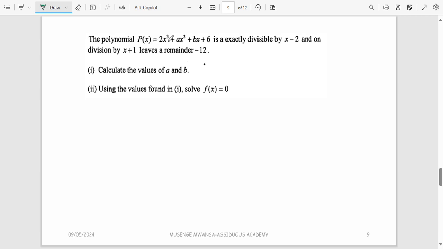The polynomial p of x is exactly divisible by x minus 2, and on division by x plus 1 leaves a remainder of negative 12. It's the same as the previous one that we've done. You want to find the values of a and b. After finding the values of a and b, you now want to solve when f of x is equal to 0. Simply, after you solve, factorize using the synthetic method and then equate to 0.